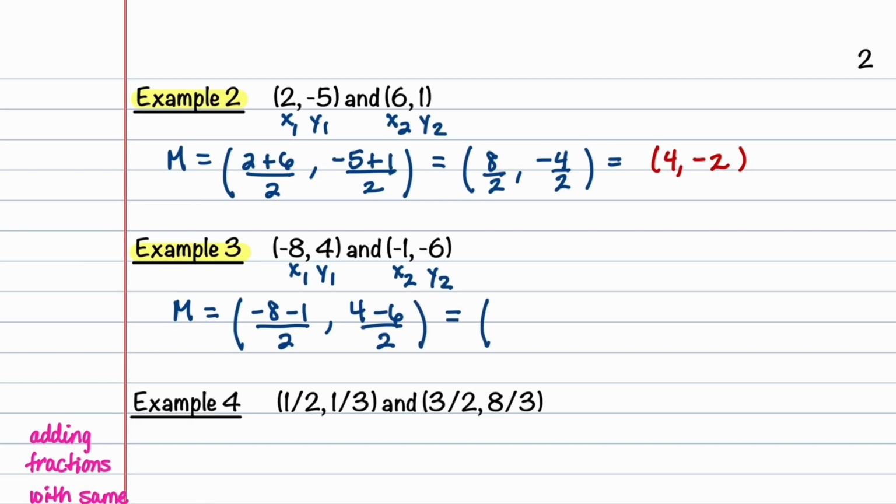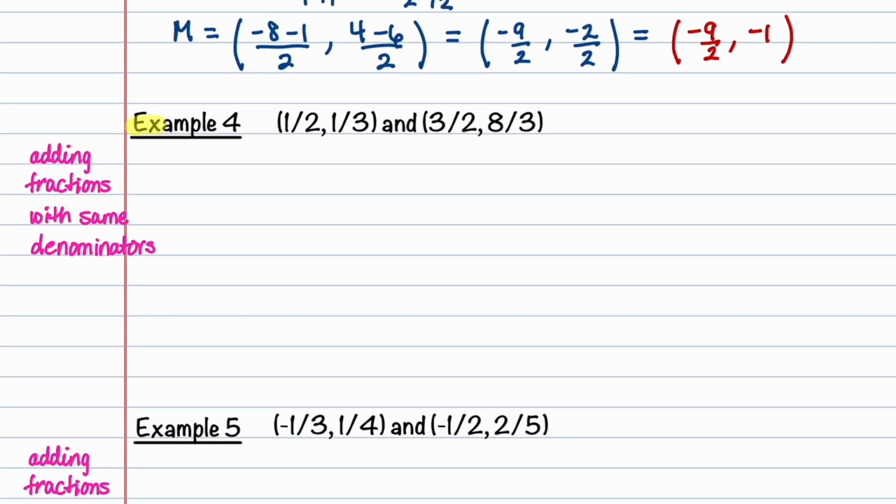This gives us minus 9 divided by 2 for our first coordinate. And then 4 minus 6 is minus 2 divided by 2 for our second coordinate. And we'll write this point as minus 9 halves and minus 1. Since we're working with fractions, we're going to leave the x value as minus 9 halves, but then you can see we simplified the y value and made it equal to minus 1.